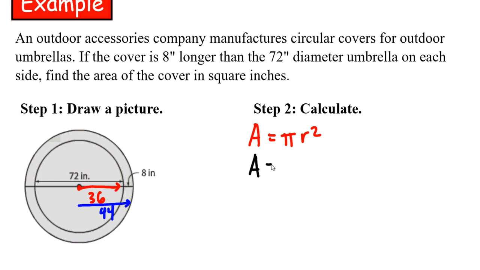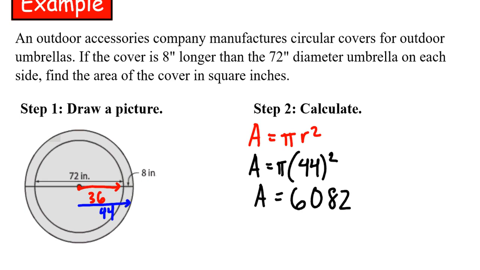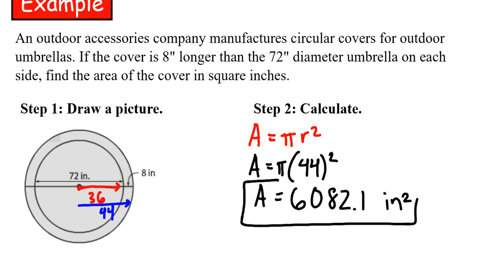So area would equal pi times 44 squared. And then I type that in a calculator. Square it times by pi. Area would be 6,082.1 inches squared. So takeaway message from that is, if you don't understand what they're describing, draw a picture.